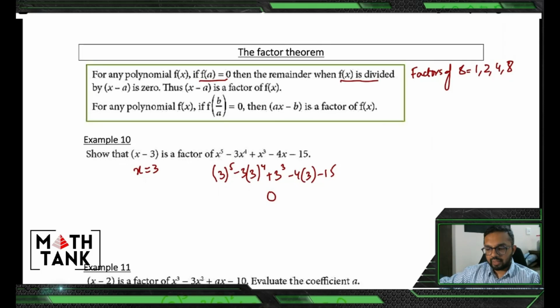Then I have the factor theorem. The factor theorem simply says that the remainder becomes 0, or y becomes 0, when you have a certain divisor for x.